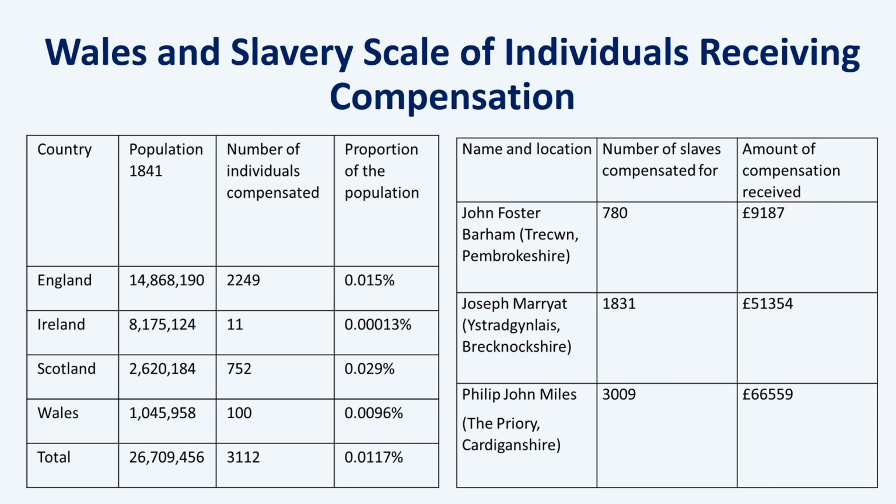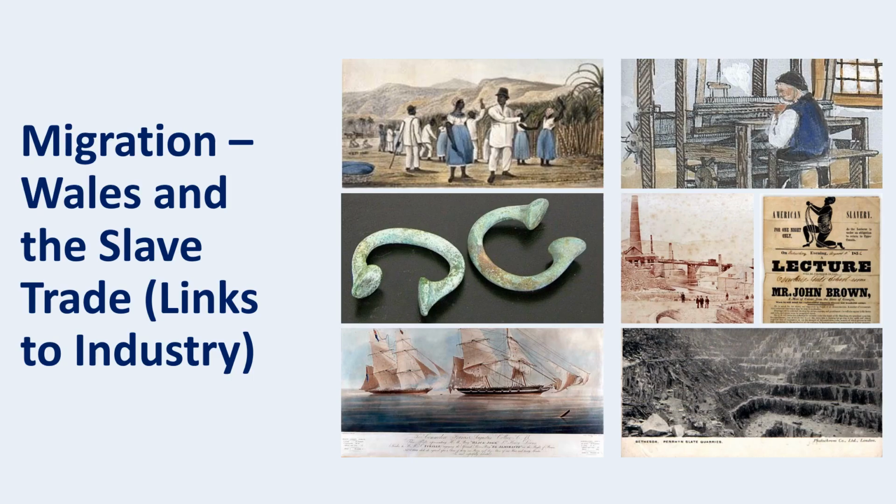The first table on the slide shows evidence extrapolated from the Centre for the Study of the Legacies of British Slavery database, including numbers of individuals compensated for the freeing of slaves, indicating this comparatively low number in Wales, whilst the second table uses examples of 3 of the 100 Welsh individuals named, noting between them at the time of compensation they held 5,620 of the 15,655 slaves compensated for to Welsh individuals and received £127,100 in compensation.